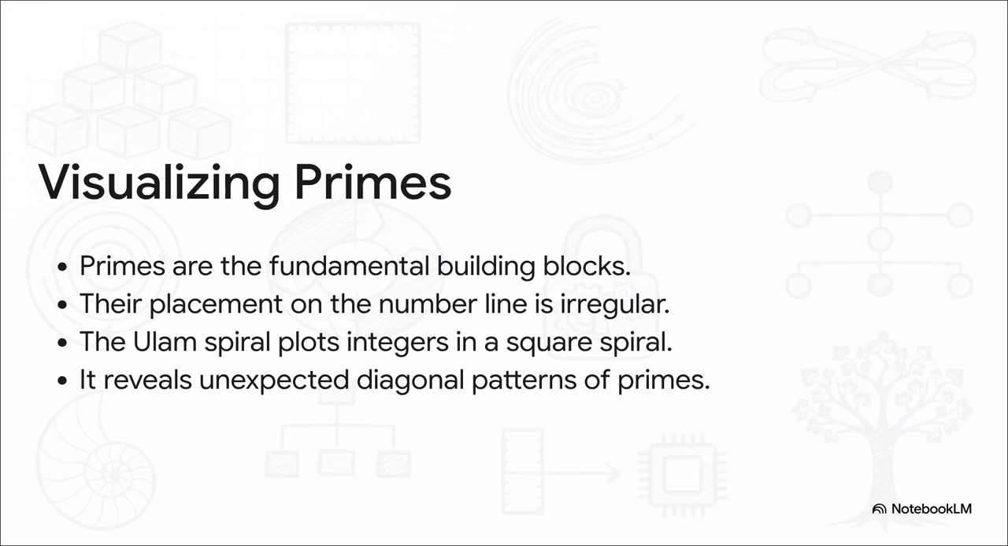You might be wondering, why do we even need all these complex branches if primes are just basic building blocks? Well, it's because their placement on the number line is wildly unpredictable. If you map integers out in a square spiral, a visualization known as the Ulam spiral, you suddenly see these unexpected diagonal patterns of primes emerge. It hints that there is a deeply hidden structure to where primes appear, a conditional independence tied to certain polynomials. All of those complex branches of number theory we just discussed are ultimately trying to tame and predict this beautiful, highly irregular chaos of prime distribution.